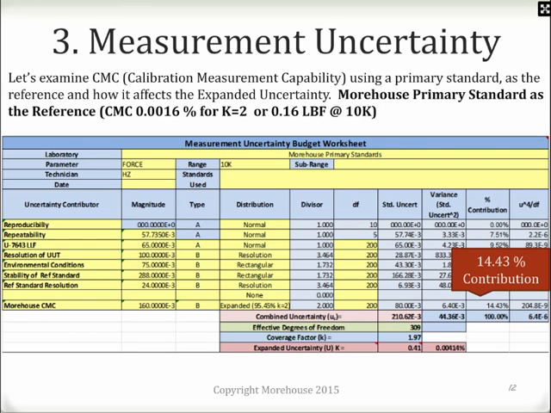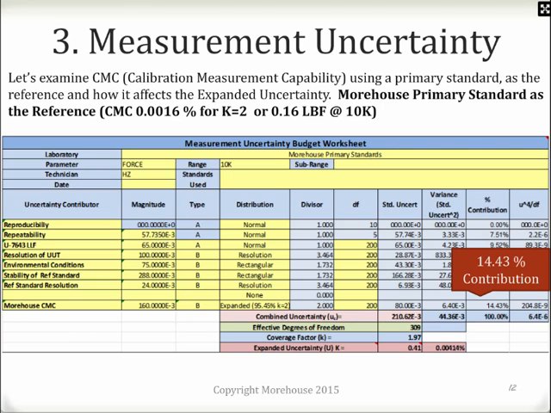Now, if we look at these 5 R's and an E, and we examine the CMC, the calibration measurement capability, using a primary standard, which was the third tier in the uncertainty chain, as the reference and how it affects the expanded uncertainty. If we look at this particular example, a load cell was tested in a machine at 10,000 pounds. Our CMC is 0.0016%, and that is for a coverage factor of 2, which corresponds to approximately 95% probability, or 0.16 pounds at 10,000 pounds.